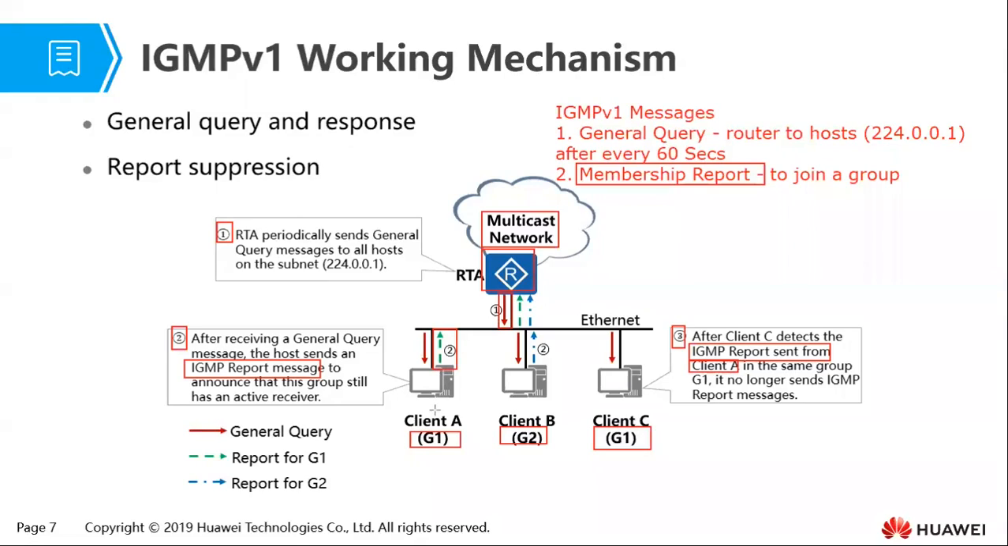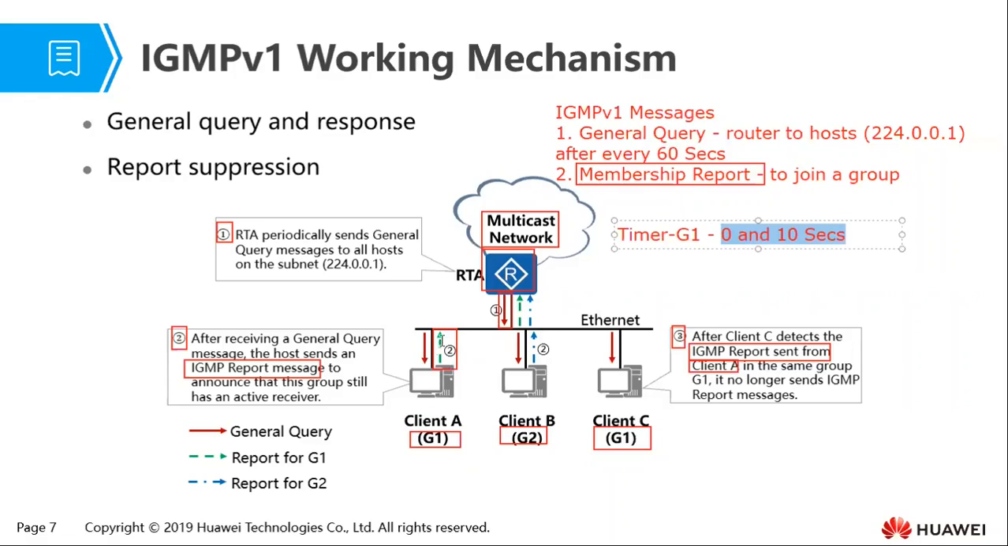now everyone in group G1 starts a timer. For example, let's call that timer G1. This timer is a random value between 0 and 10 seconds. Meaning that different hosts in the group will randomly pick a value between 0 and 10. Then this timer will start counting down. Maybe client A has chosen 5 seconds because it's a random number, while maybe this one has chosen 8 seconds. Whoever's timer expires first is the one that is going to respond to the general query.